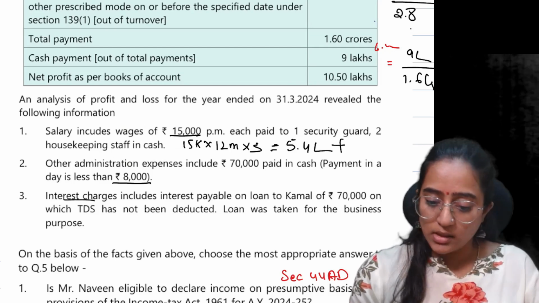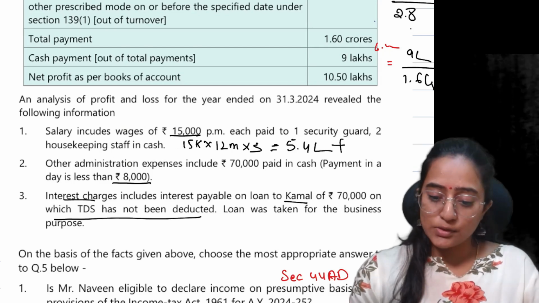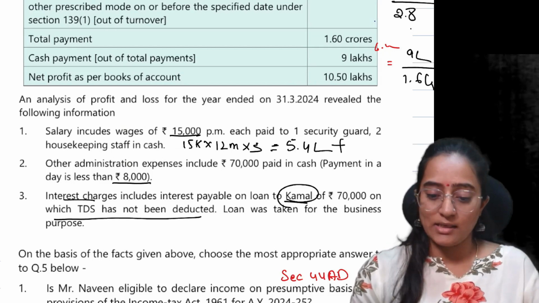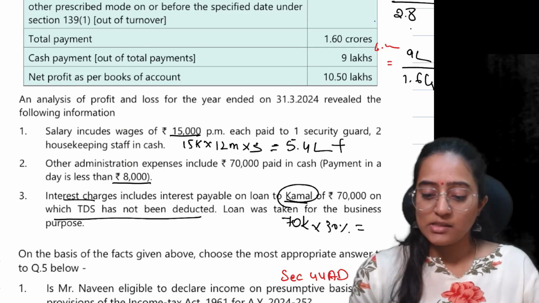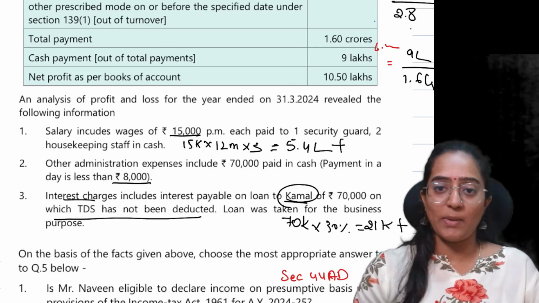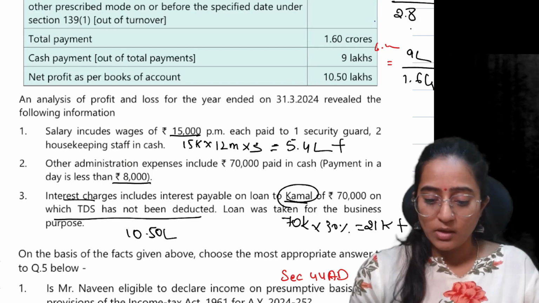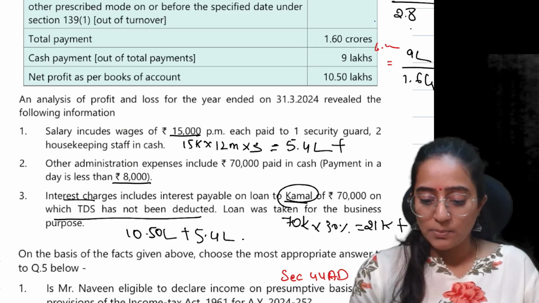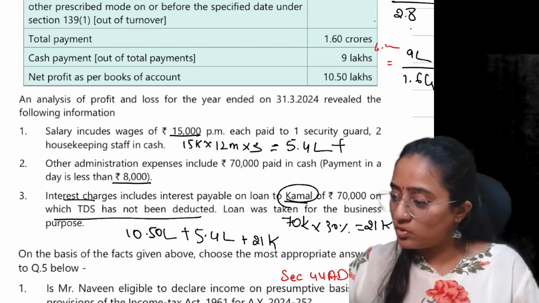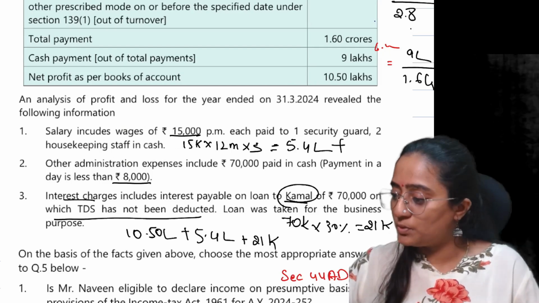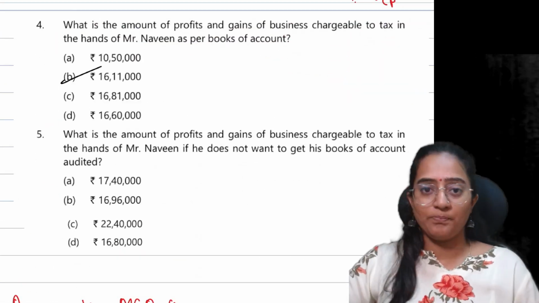Interest charges include loan payable to Mr. Kamal. TDS has not been deducted. So 70,000 is paid to Kamal. It is for a resident. For a resident, 70,000 into 30% will be disallowed. So 21,000 will be disallowed. We will add back. So now you do the math. 10 lakh 50,000 plus 5 lakh 40,000 plus 21,000, you'll get 16 lakh 11,000, which is option B. B is your answer. Clear?